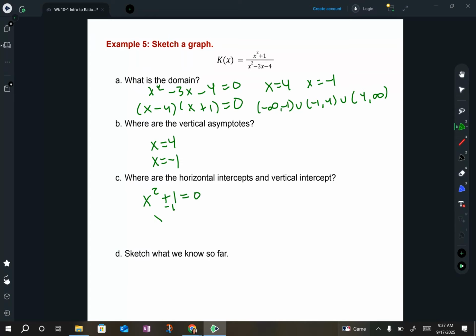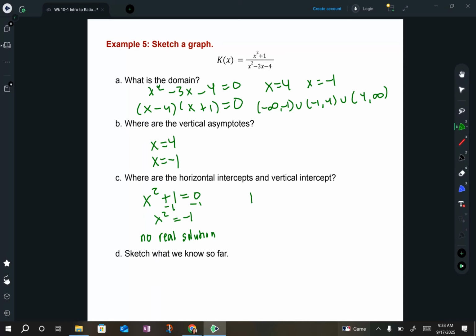You can solve this using the square root method. x squared equals -1. Now, we know how to solve this because we know about complex numbers, but complex numbers don't show up on the graph. So at this point, we put no real solution. There's a complex solution, but no real solution, so that means there's no horizontal intercepts.